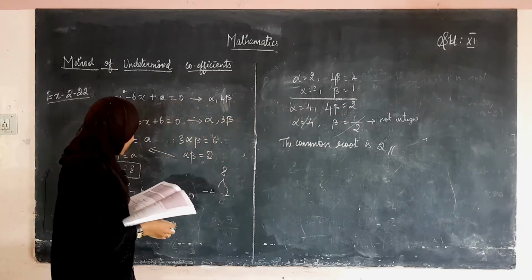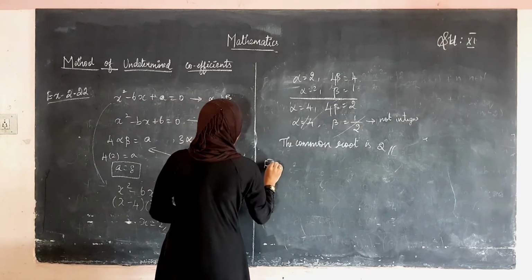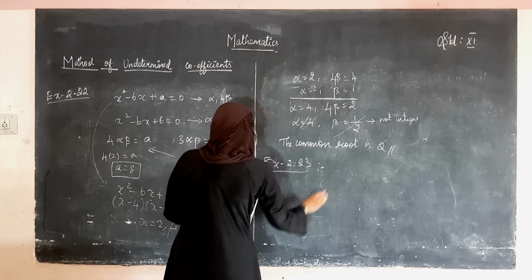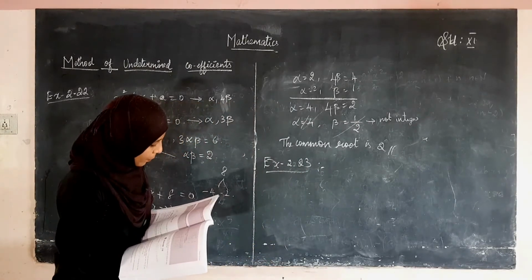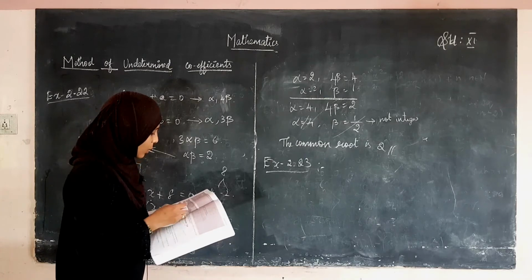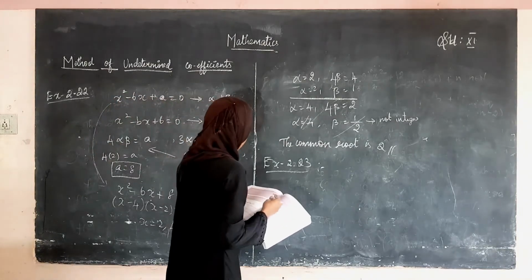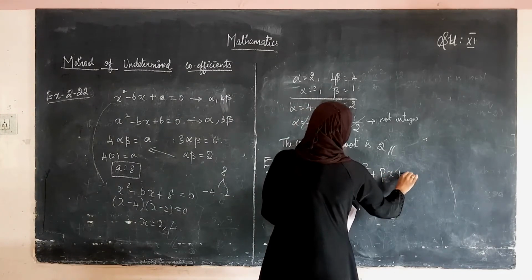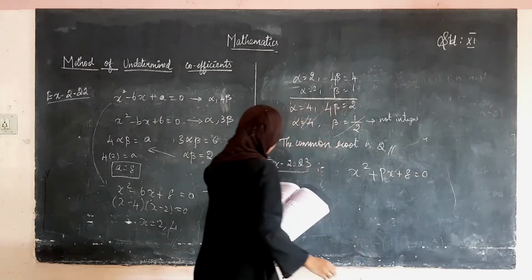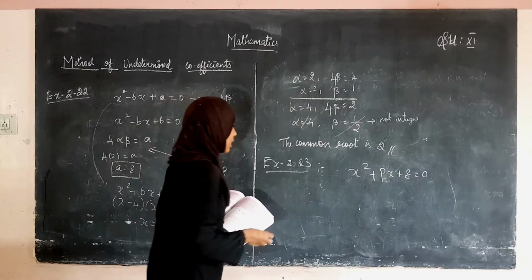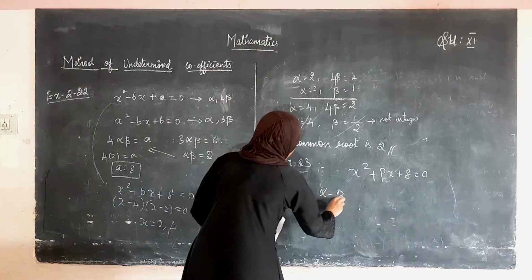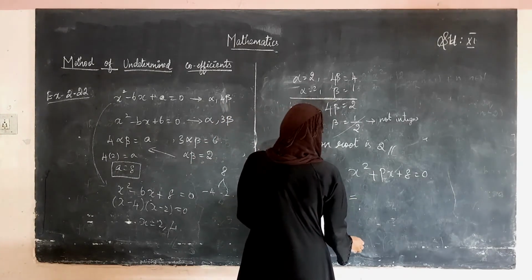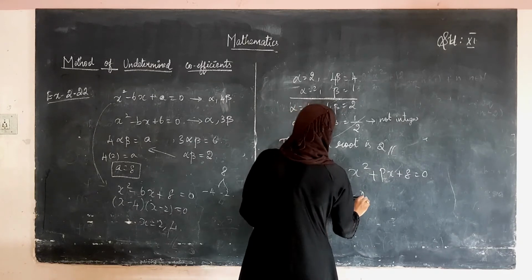Okay. Now, the next sum, example 2.23. What's the question? Find the values of p for which the difference between the roots of the equation is 2. Okay, we have to find the values of p. What's the given equation? x square plus px plus 8 is equal to 0. Let the roots of this equation be alpha and beta. Okay, so what they have given is the difference between the roots is 2, right?